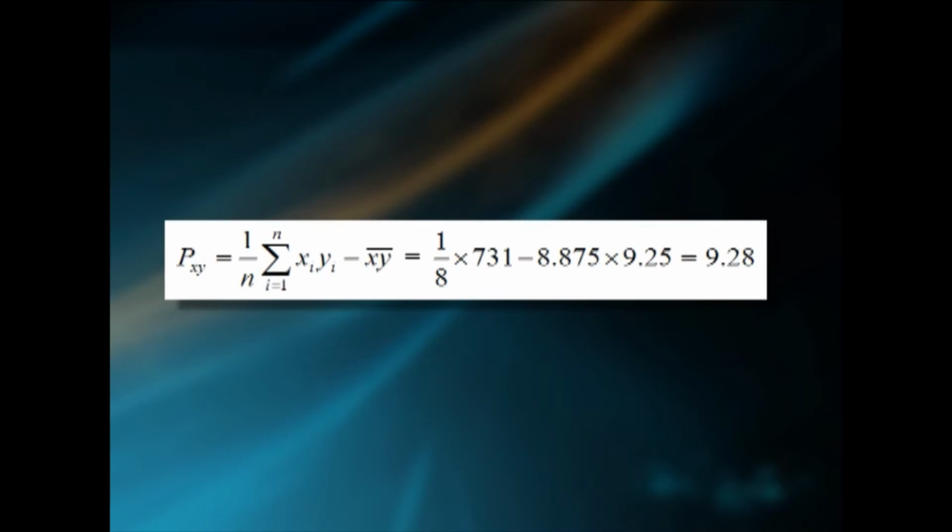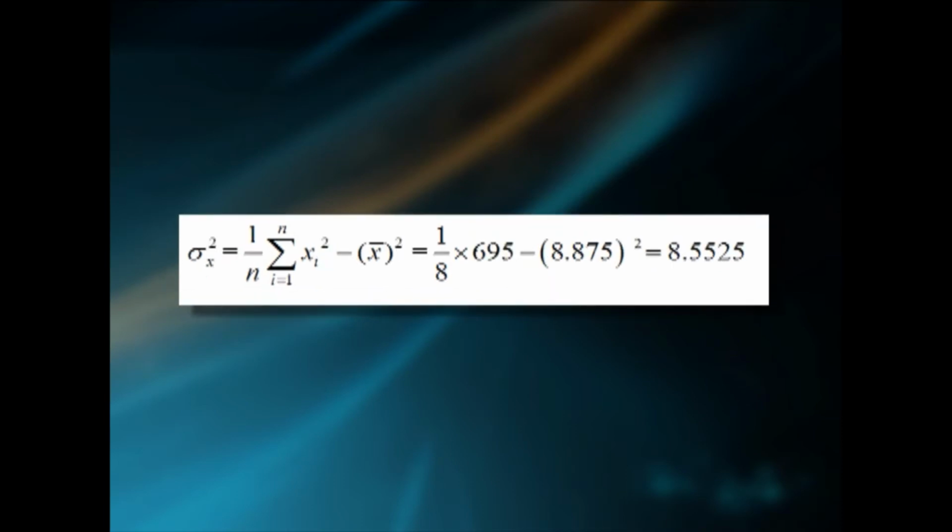9.25. Pxy, that is 1 by n into summation over i from 1 to n xi yi minus x bar y bar, that is equal to 1 by 8 into 731 minus 8.875 into 9.25, that is equal to 9.28. Sigma square x equal to 1 by n into summation over i from 1 to n xi square minus x bar square, that is equal to 1 by 8 into 695 minus 8.875 the whole square, that is equal to 8.5525. Sigma square y equal to 1 by n summation over i from 1 to n yi square minus y bar square, that is 1 by 8 into 776 minus 9.25 square, that is 11.44.